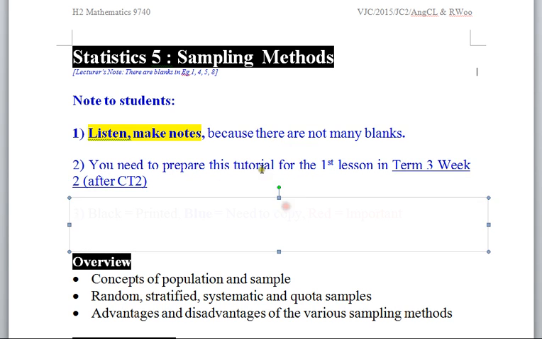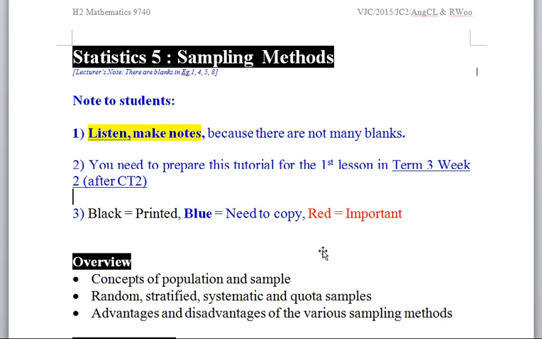You need to prepare this tutorial for the first lesson after the holidays. Some of you may need to go through Complex 4 with me, some of you may not. So my advice is, have time over the holidays. There are only 4 questions in the tutorial, so complete it. Okay? Over the holidays. Next.